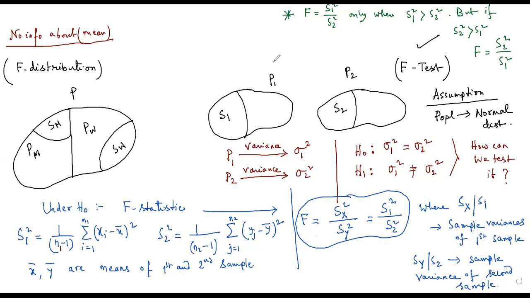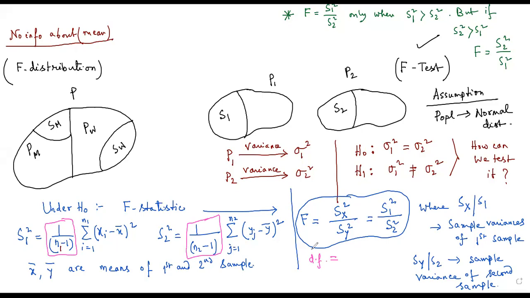Another aspect that is very important is that since we are dividing to calculate the variance, we are multiplying by the quantity 1 by n1 minus 1, and we are multiplying by the quantity 1 by n2 minus 1. So degree of freedom here in this case of F test will be two-fold.